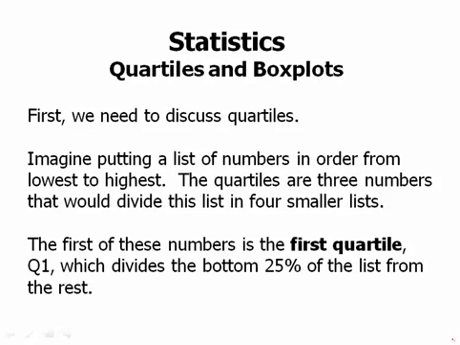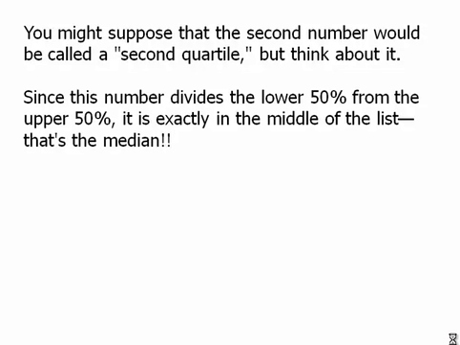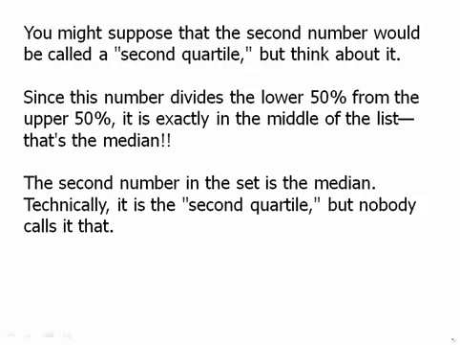The first of these numbers, the first quartile, Q1, divides the bottom 25% from the rest of the list. So it marks off the lower quarter from everyone else. That's the first quartile. You might suppose that the second number would be called the second quartile, but think about it. Since this number divides the lower 50% from the upper 50%, it is exactly in the middle of the list. That's the median. The median is one of the quartiles. Technically, it is the second quartile, but nobody calls it that.